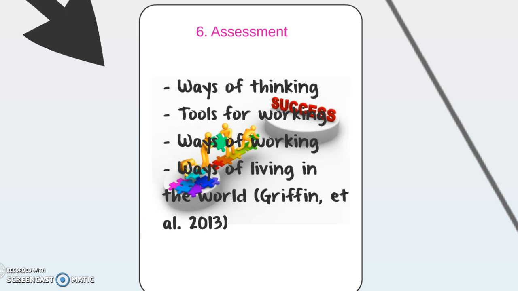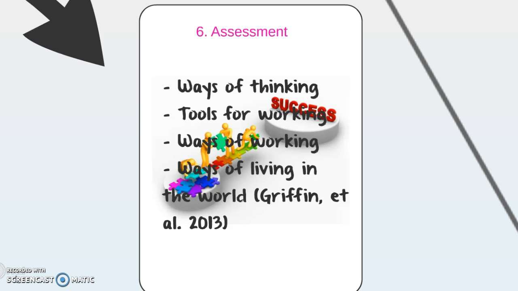Second, tools for working. At this time, we keep in mind information literacy and ICT literacy. Number 3, ways of working. How our students communicate, and we have to promote collaboration and teamwork, as we saw before.